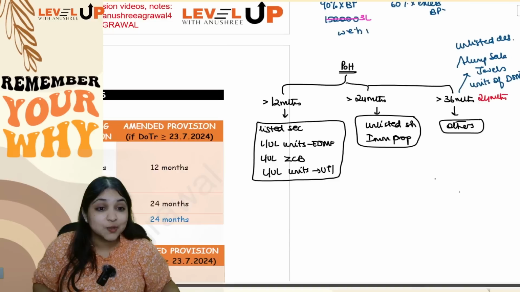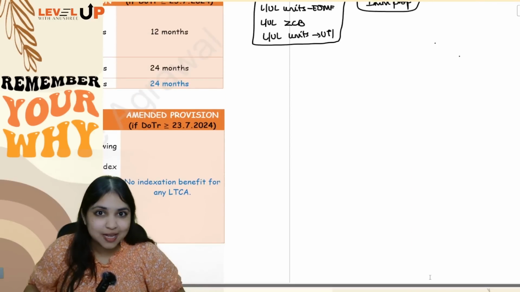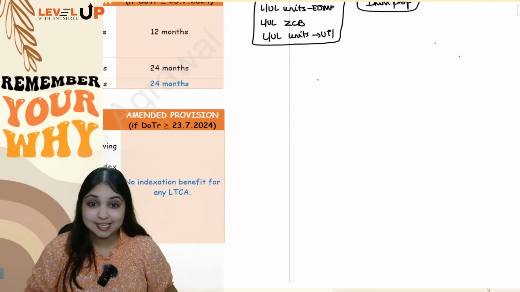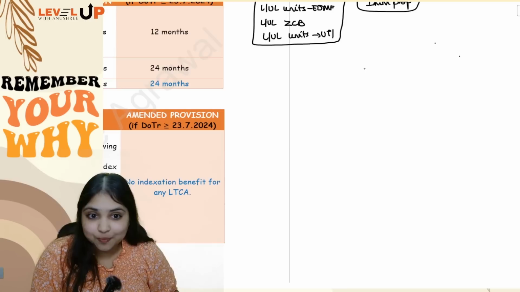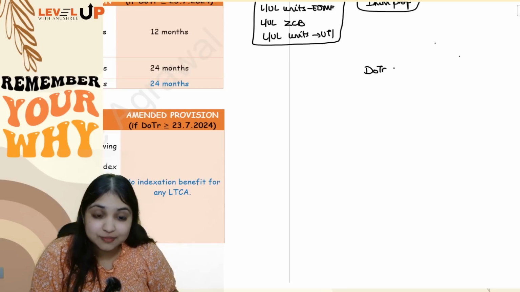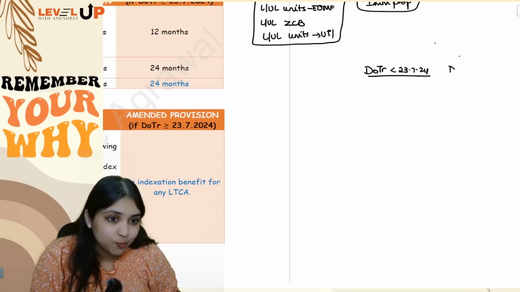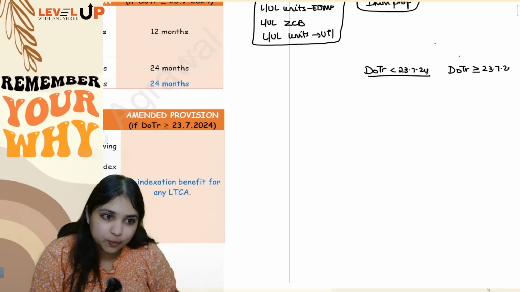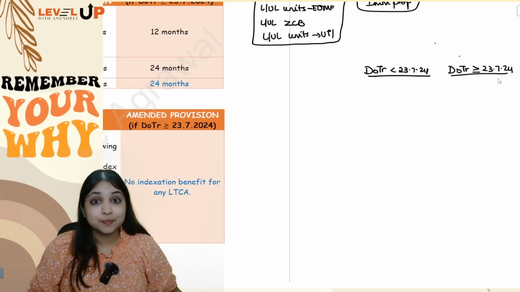Understood? Can I ask you some questions? Will you try to answer? Let's see how nicely you're listening. You have to tell me about both. What if the date of transfer is before 23rd July 24 and what if the date of transfer is on or after 23rd July 24? You'll have to give me both the answers.